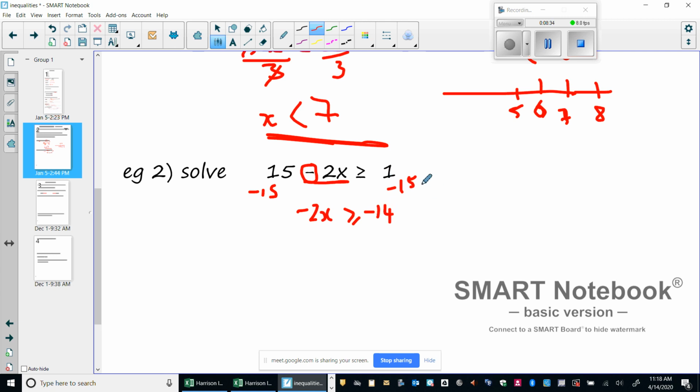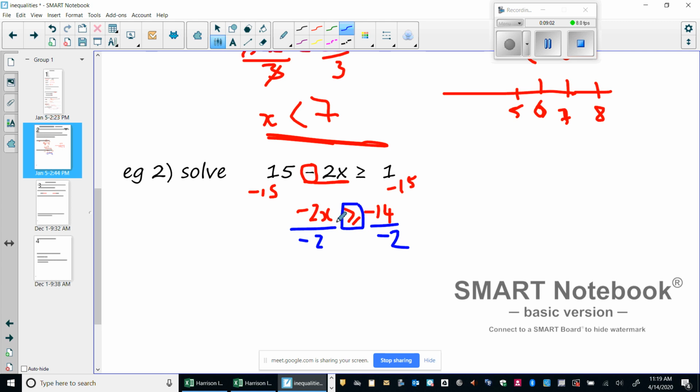Now, can anyone remember what happens now? Then you divide by negative 2 on both sides. Good. And then the answer would be x is greater than or equal to 7. Oh, so close. Negative 7. You have to change the symbol around. Good.